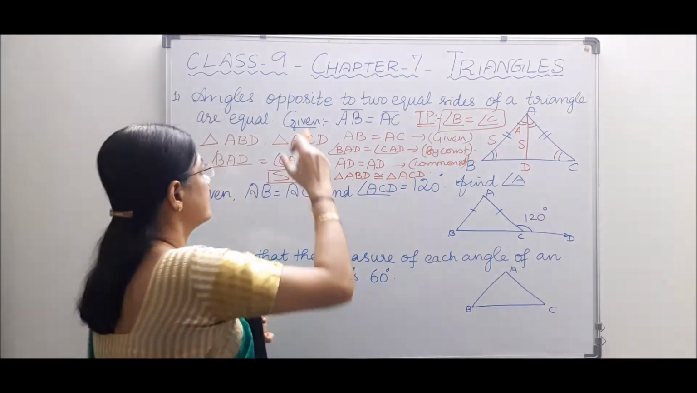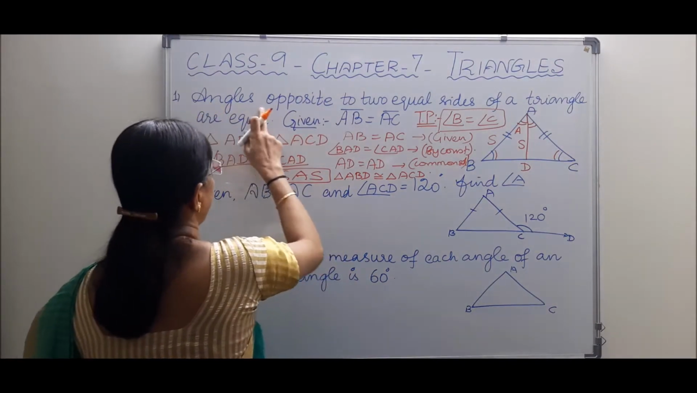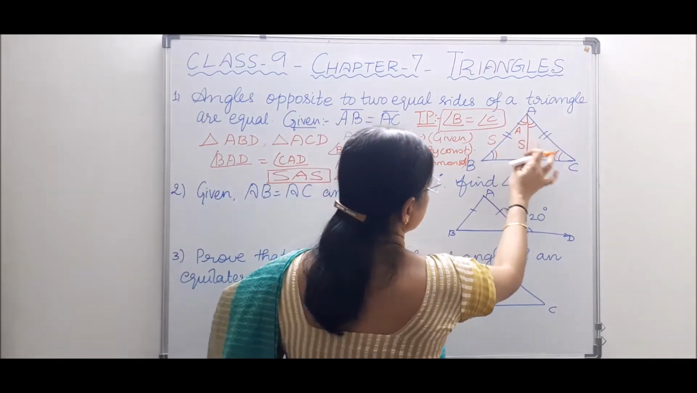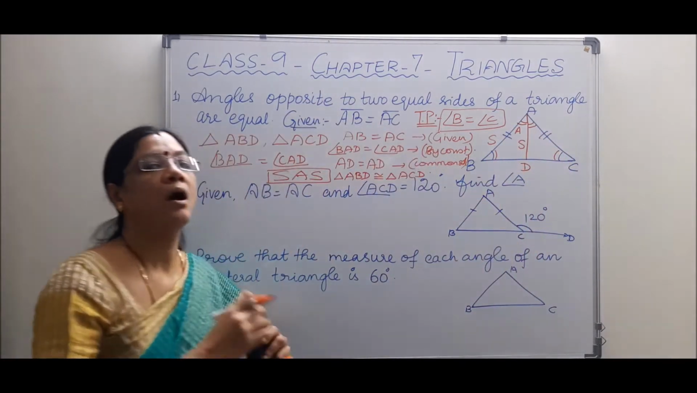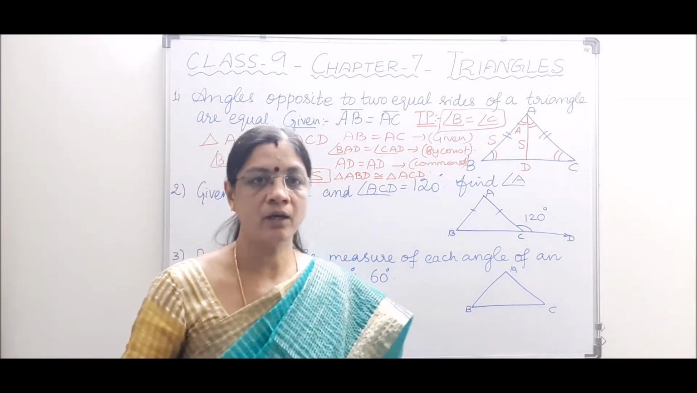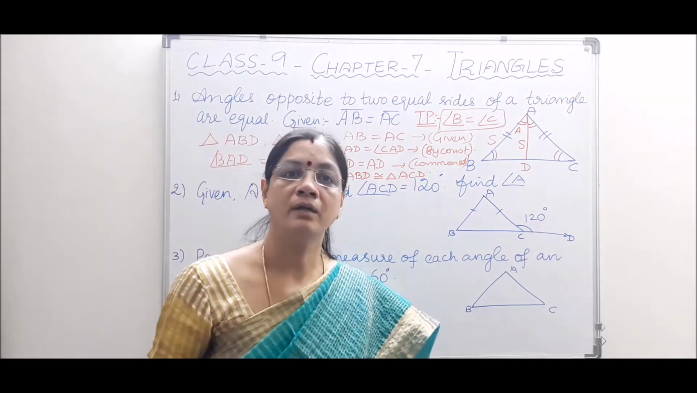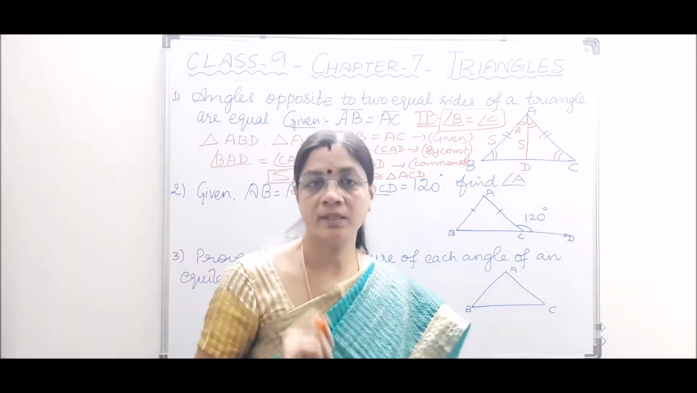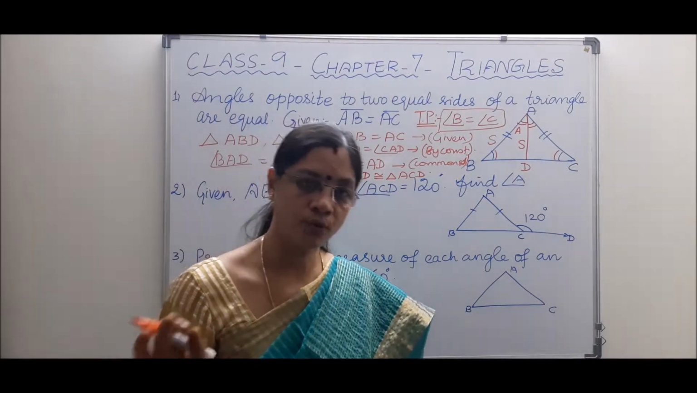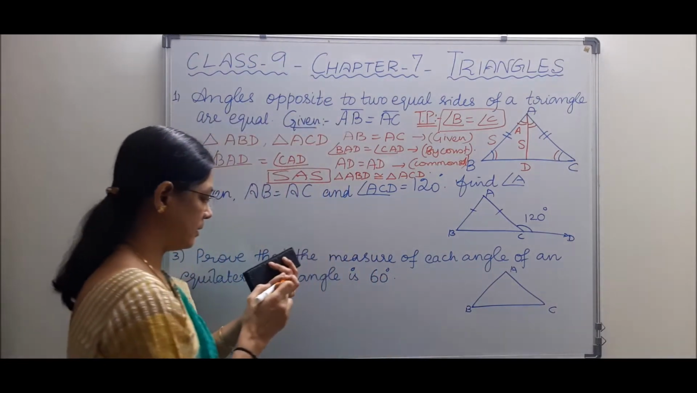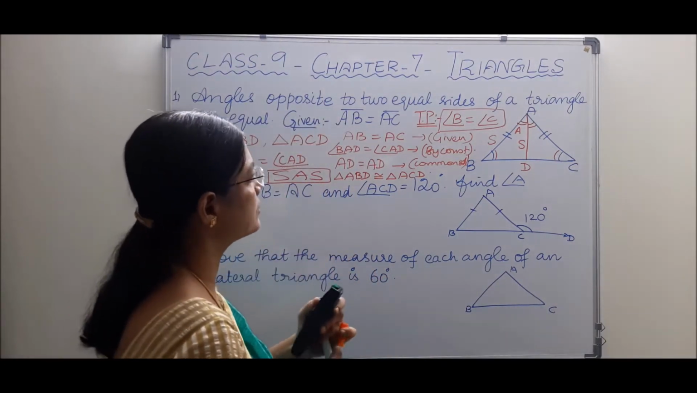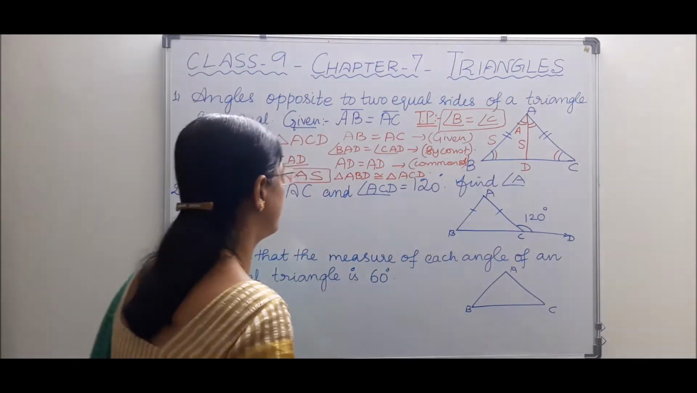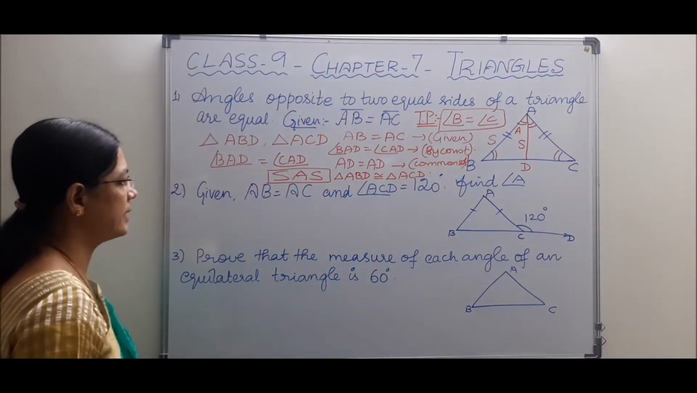So what happens? Coming back again to the statement, angles opposite to two equal sides. See, these are the two equal sides, and the angles opposite to them are equal. So this is universal. You need to keep it in your mind. That is, when two sides are equal, the angles opposite to those two equal sides will be equal. Do you understand? Yes. This is clear now. Now we'll do some problems related to this statement, to understand it very well. So let's move on to the next problem.